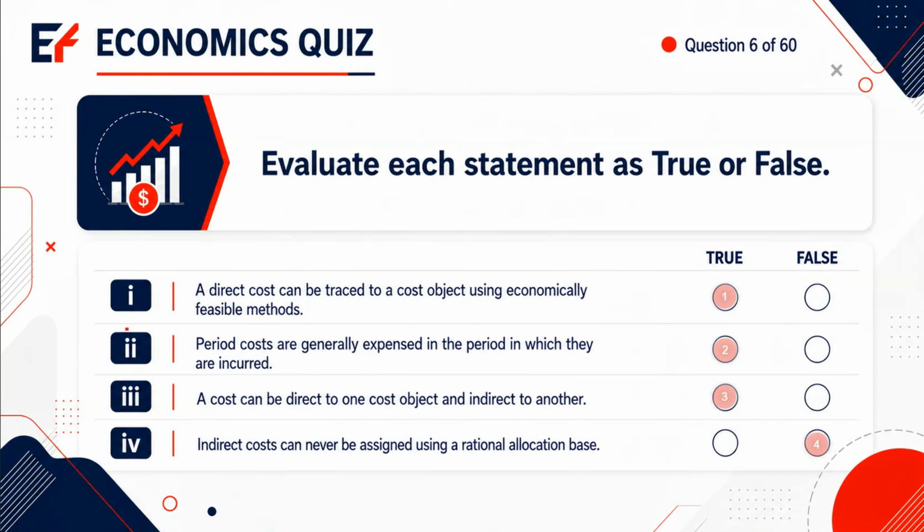Let's examine each statement. A direct cost has an identifiable relationship with a specific cost object and can be traced to it without excessive effort or cost. Period costs, including many selling and administrative costs, are charged against the accounting period in which they are incurred. Furthermore, whether a cost is direct or indirect depends on the cost object being measured. For example, a lecturer's salary may be direct to a particular program, but indirect to the wider faculty. Finally, indirect costs can be allocated using rational bases, such as labor hours, machine hours, or floor space.